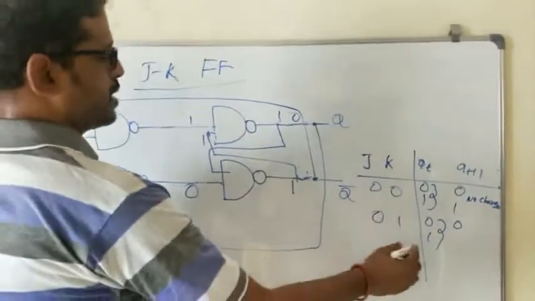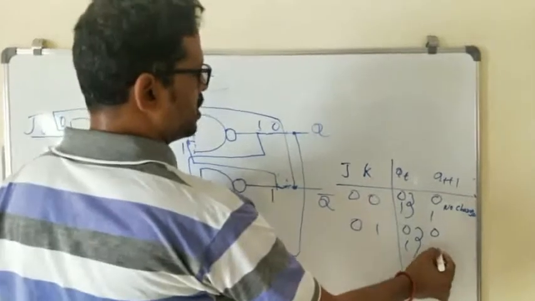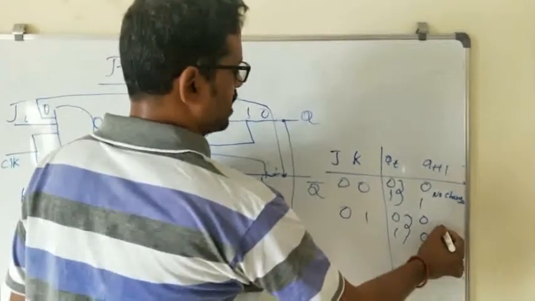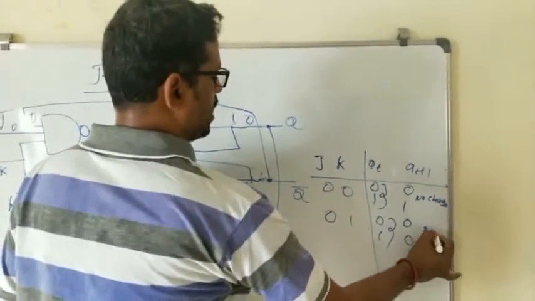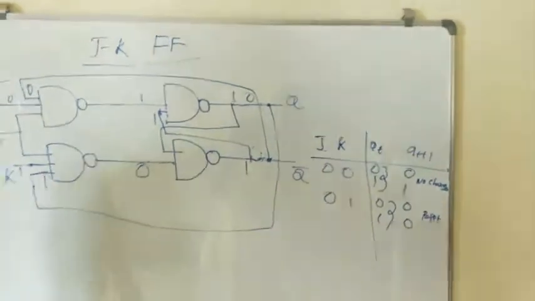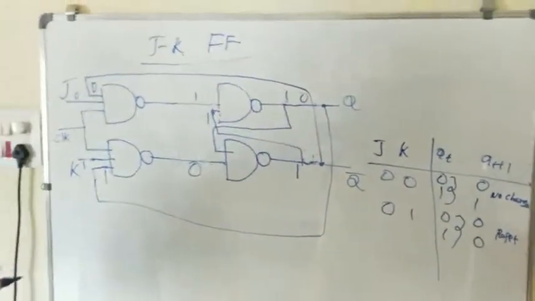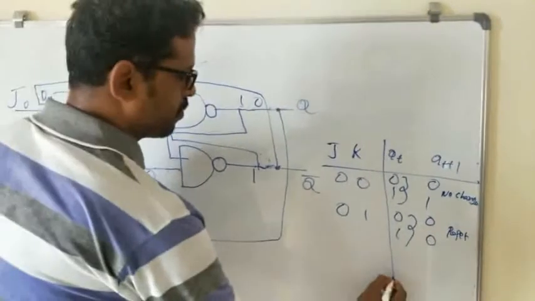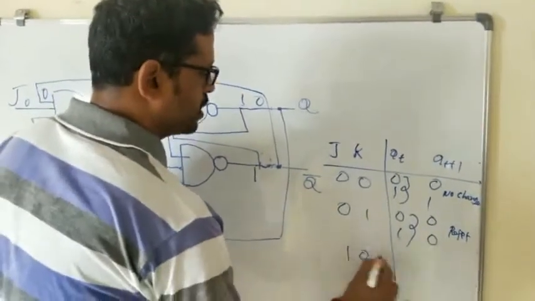So when the present state is 1, the next state is also 0. So it is nothing but a reset state. Now we'll move on to the next input, 1 0.